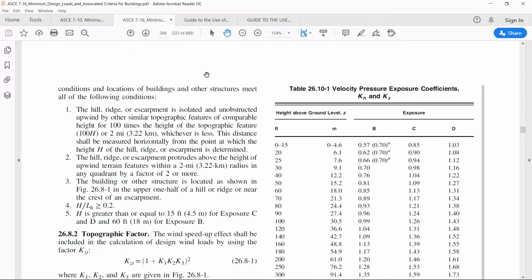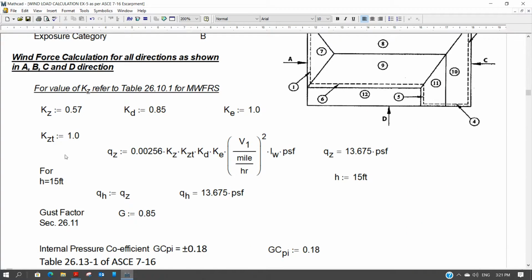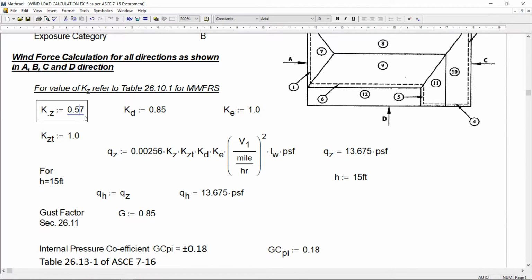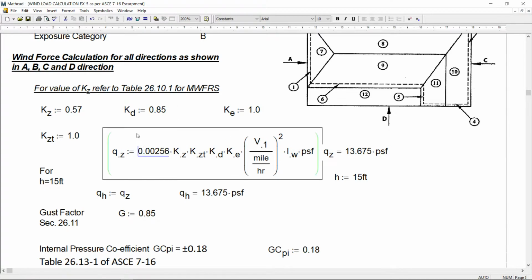Let me go to table 26.10-1. You can see here table 26.10-1, velocity pressure exposure coefficients KH and KZ. Building height is 0 to 15 feet and our exposure is B, so the value of KZ will be 0.57. The same value we are using over here, 0.57. KD is 0.85, KE is 1, using the formula.